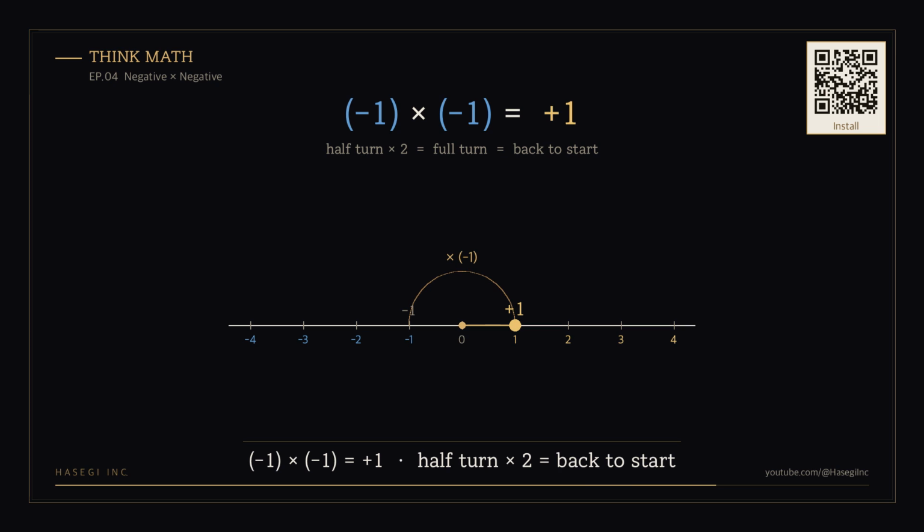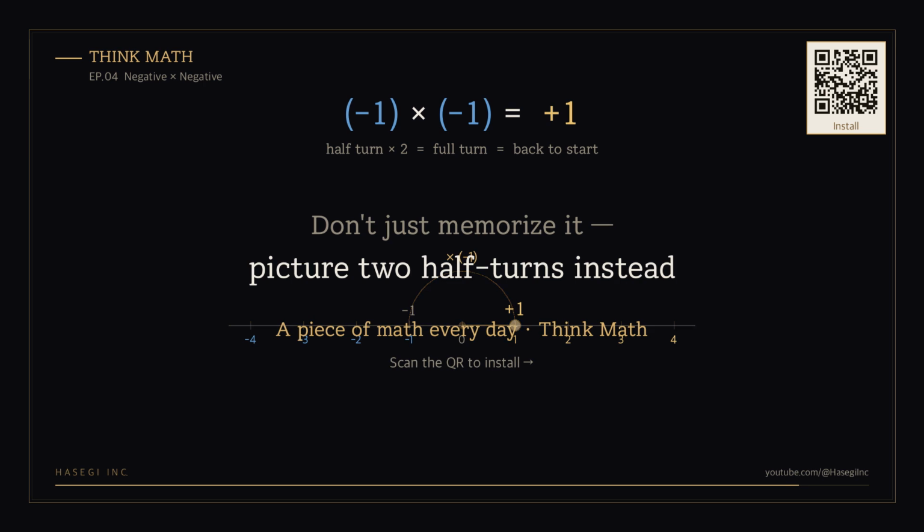2 half turns make a full turn back to where you started. That is why negative times negative is always positive. Don't just memorize it. Picture 2 half turns instead.